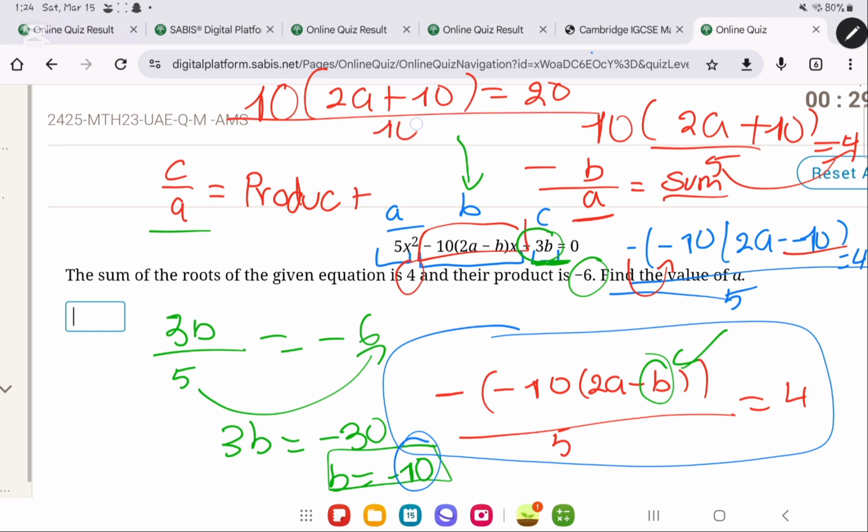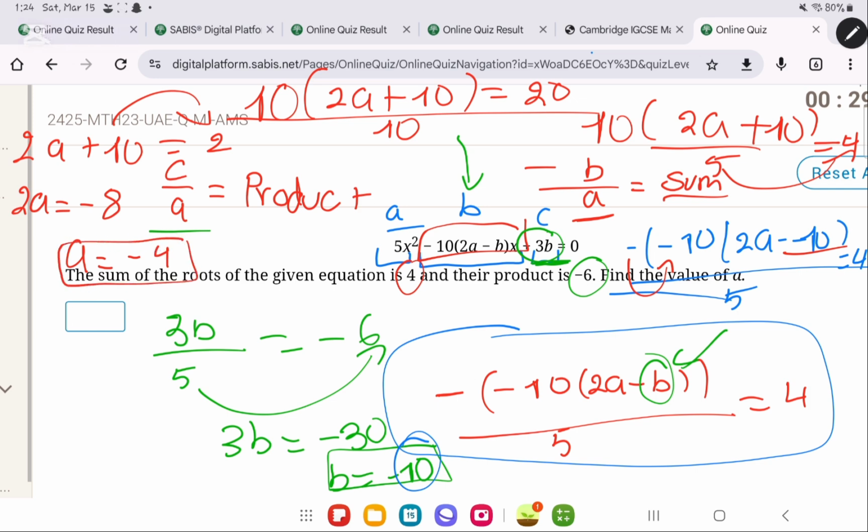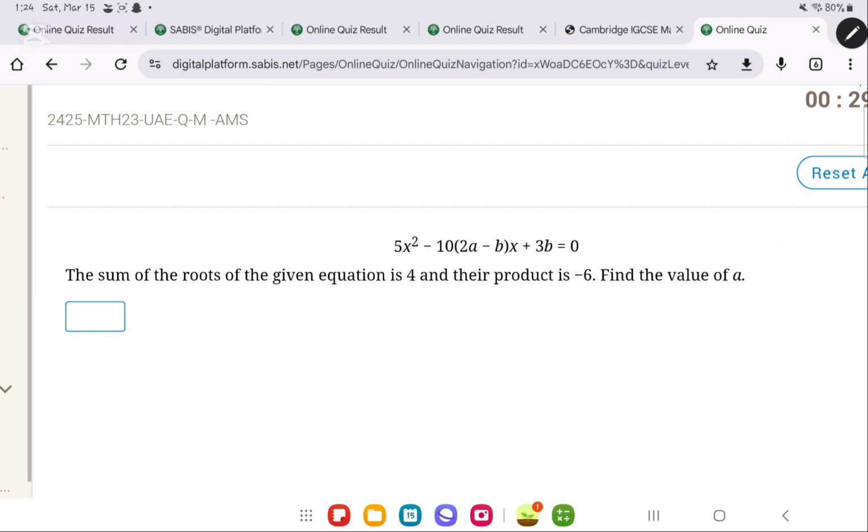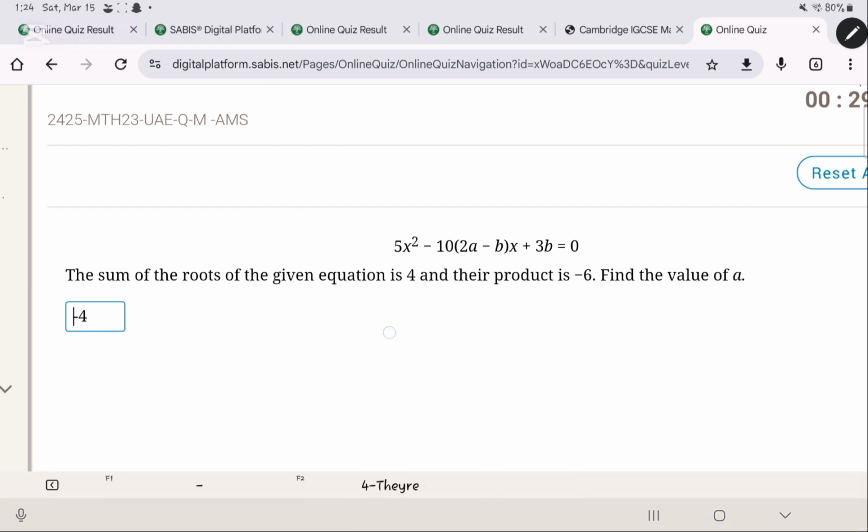Divide both sides by 10. Now you have what? 2a plus 10 is equal to 2. Move 10 to the other side. 2a is equal to minus 8. And that leaves us with a being equal to minus 4. So very simply, as you can see, the value of a is minus 4.